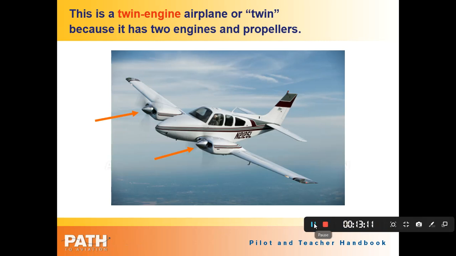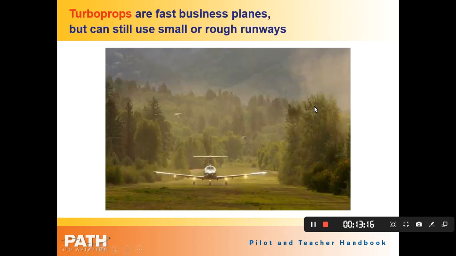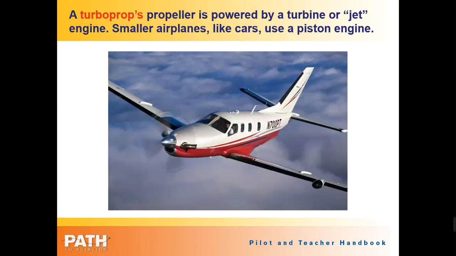Okay, so then we have turboprop. So turboprop propeller is powered by a turbine or jet engine. Smaller airplanes like cars use a piston engine. Okay, so katong mga gagmate nga mga airplane, just like cars, they just use the piston engine. But for turboprop, medyo kusog-kusog na siya. Mas bugat naman good siya. So these types of aircrafts need a stronger propeller. That's why it's called turboprop.